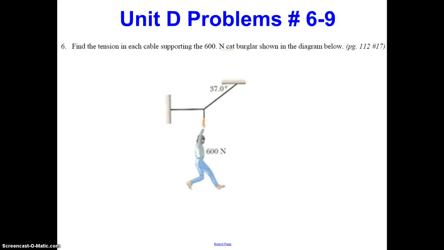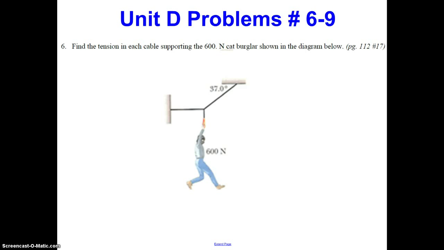Welcome to the solutions to the AP Physics Equilibrium problem set, problems number 6 and 7. Let's start with 6. Find the tension in each cable supporting the 600 Newton cat burglar shown in the diagram below.